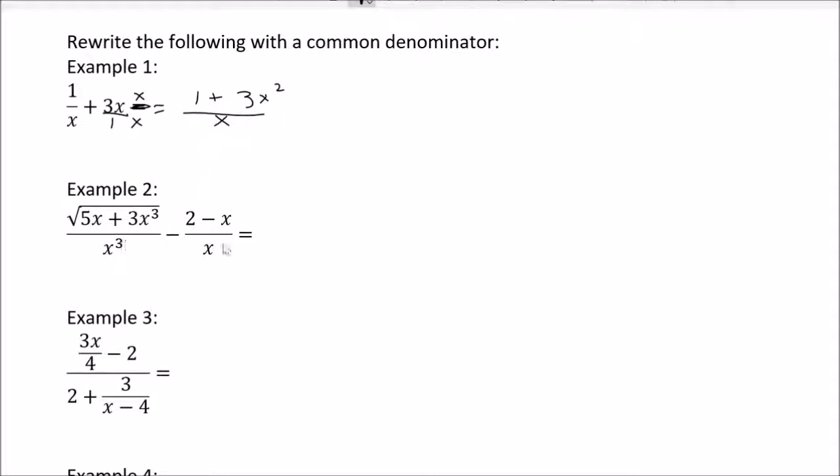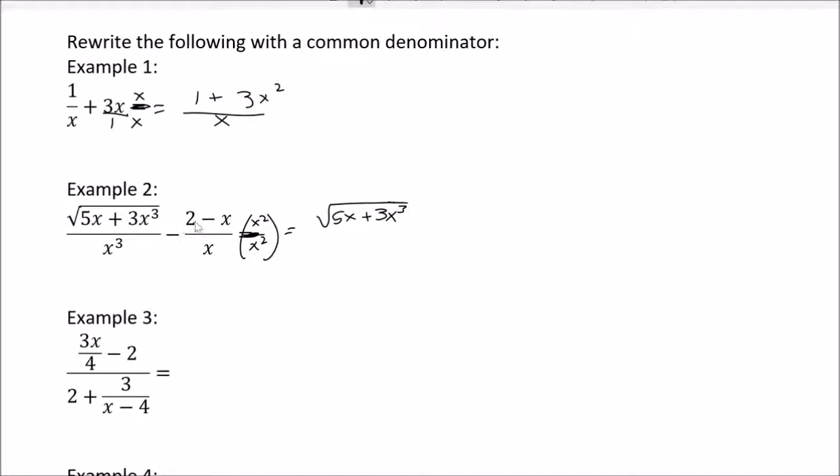This is x cubed, that's x. There are 2 ways to do this. If you want to bring the x over to here, that's fine. Or a lot of people notice that you could just multiply by x squared on both sides. Because what does that do? Now you have x times x squared, that is x cubed. So now they match. Okay, 5x plus 3x cubed.